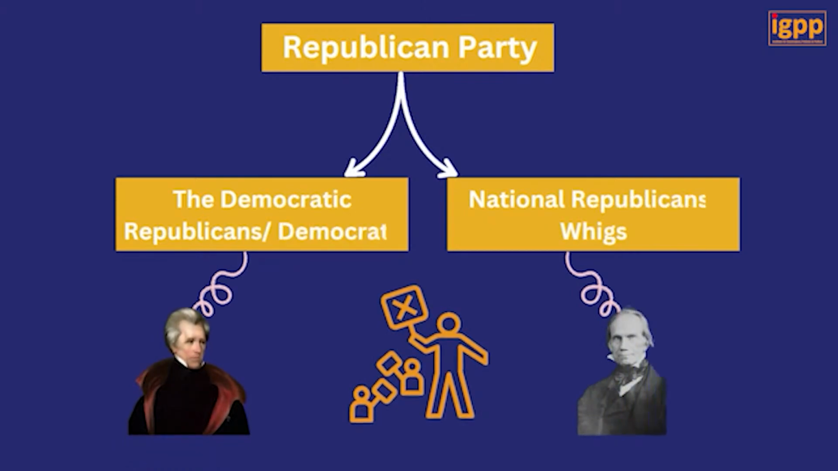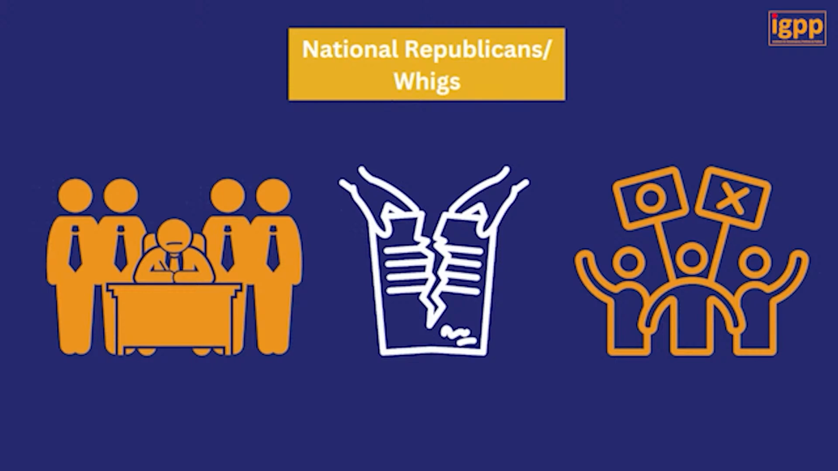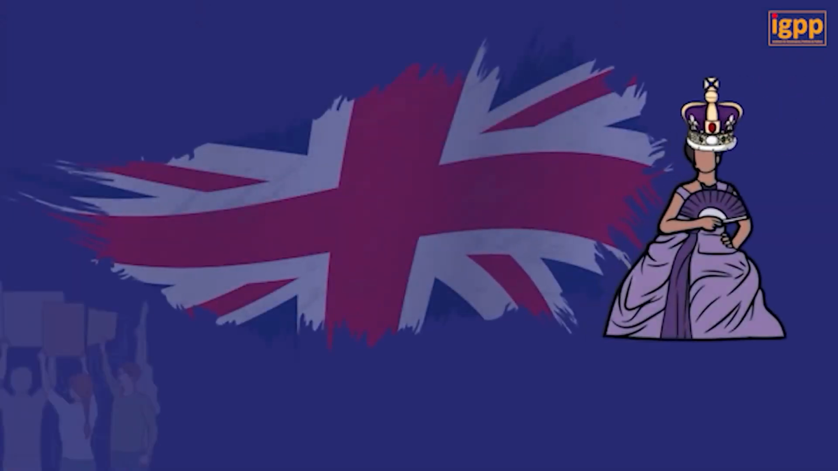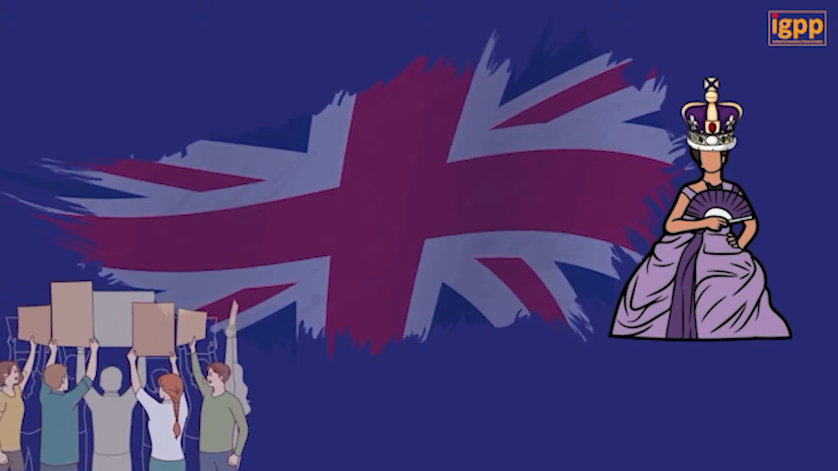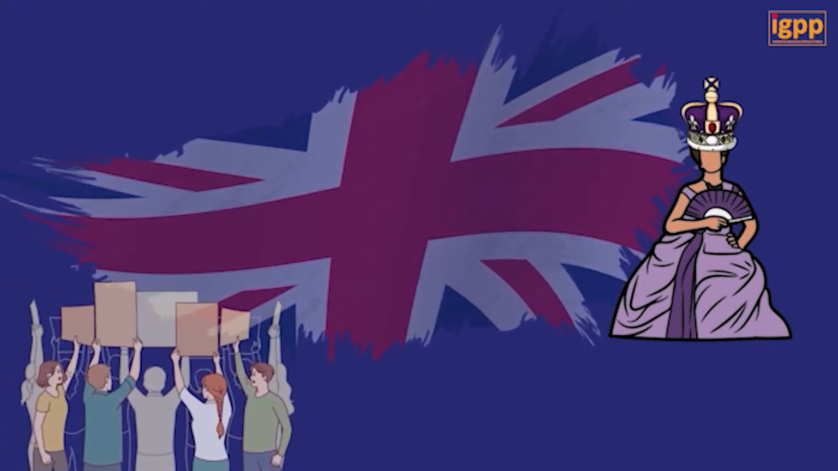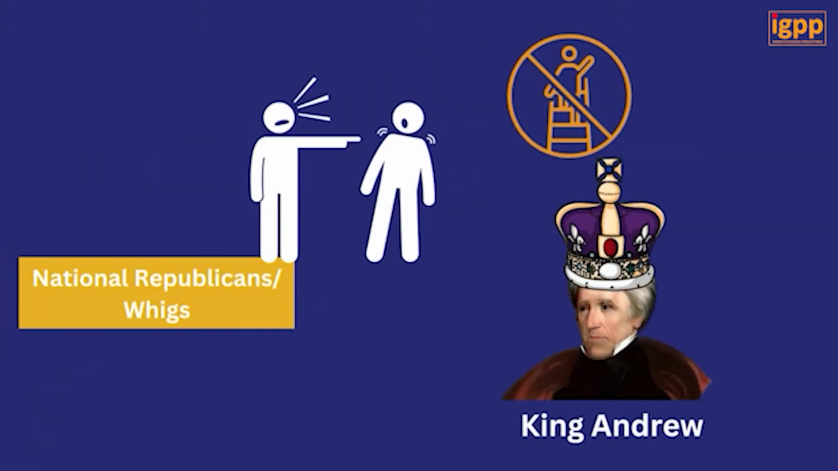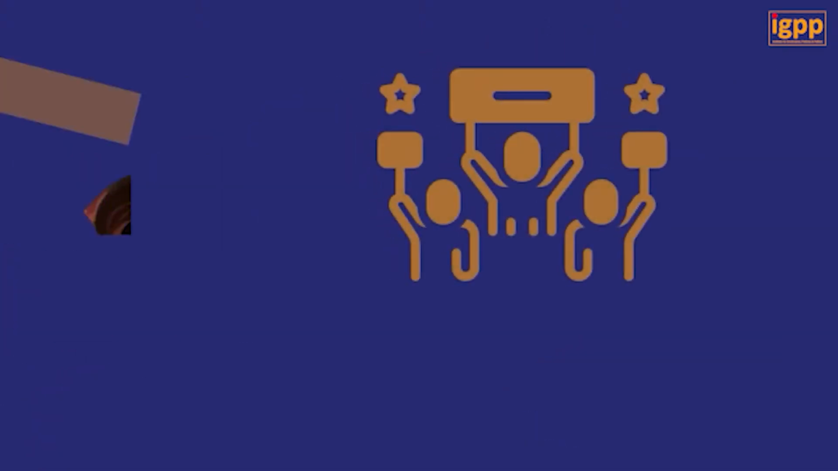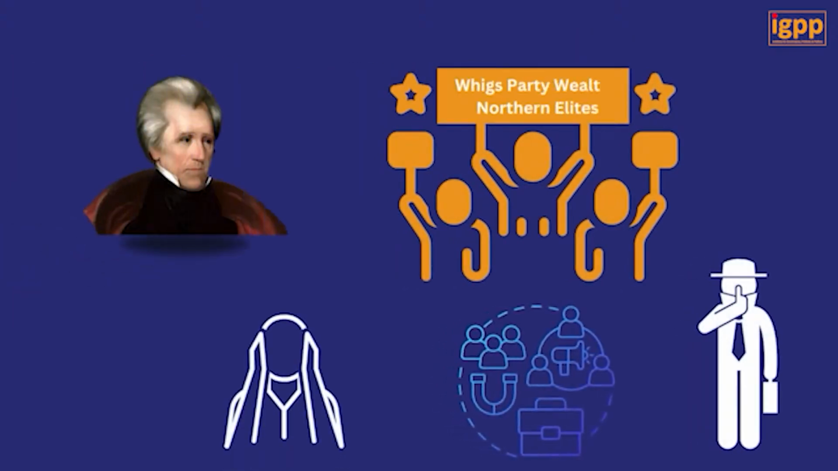The Whig Party mainly focused on opposing the policies of Andrew Jackson. Modeled after the British Whigs, who opposed absolute monarchy, the Whig Party accused Jackson of executive overreach and often referred to him as King Andrew. On the other hand, the Jacksonian Democrats painted the Whigs as a party of wealthy northern elites who wanted to sidestep the will of the people.